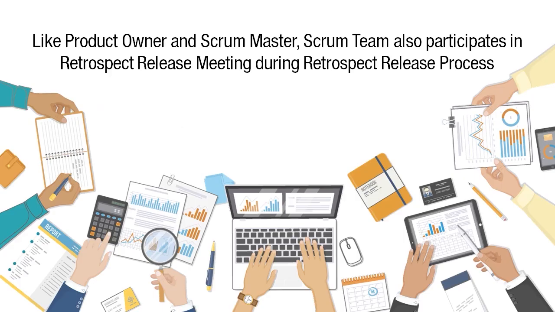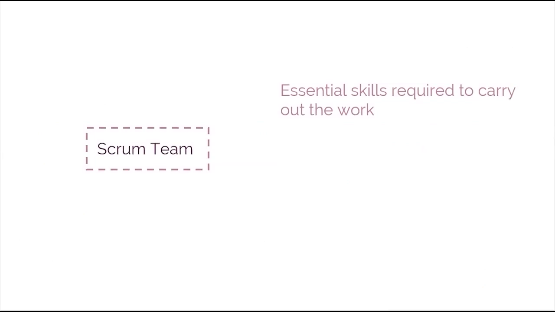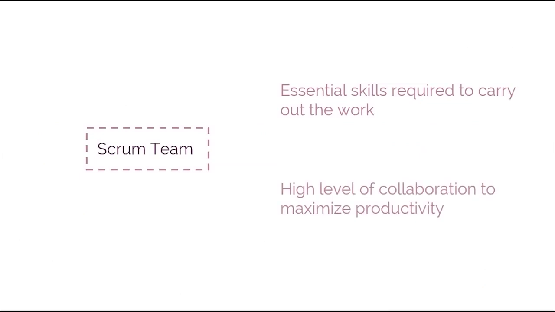Like the product owner and the Scrum Master, the Scrum Team also participates in the retrospect release meeting during the retrospect release process. It's important for the Scrum Team to possess all the essential skills required to carry out the work of the project. It's also necessary to have a high level of collaboration to maximize productivity, so that minimal coordination is required to get things done.